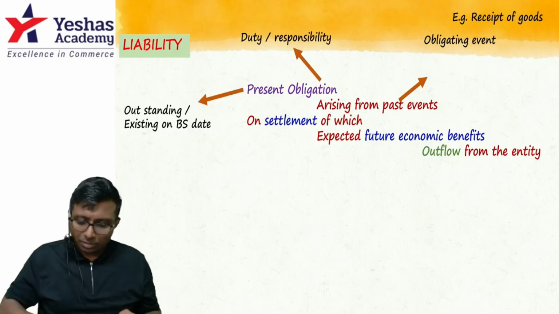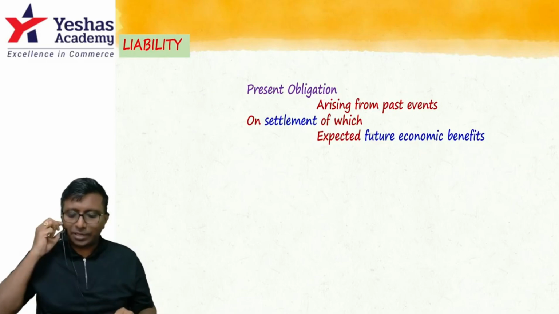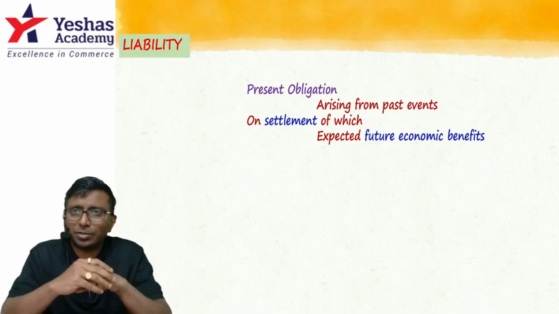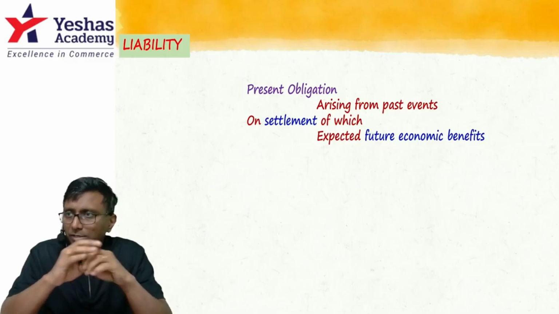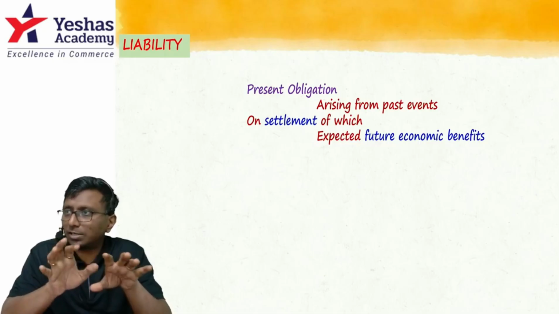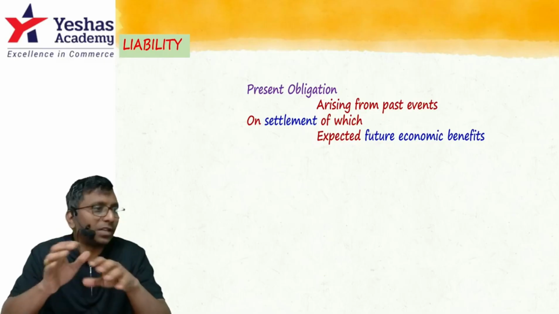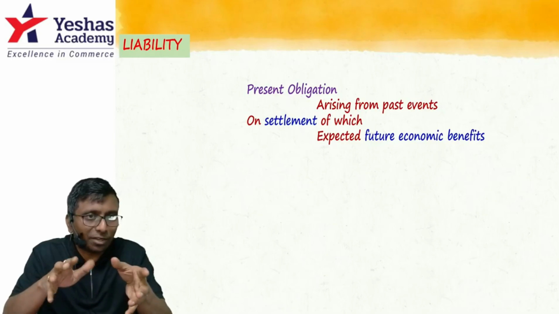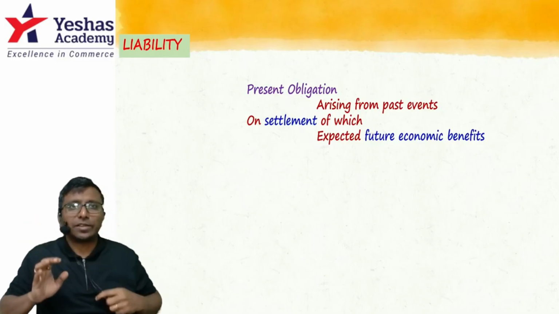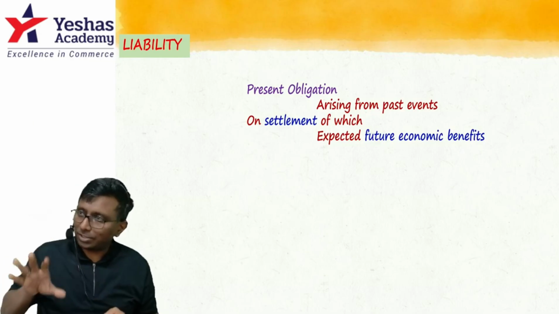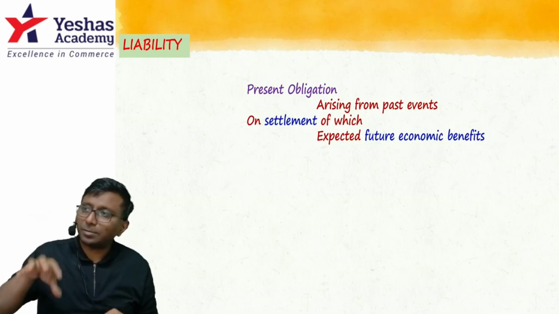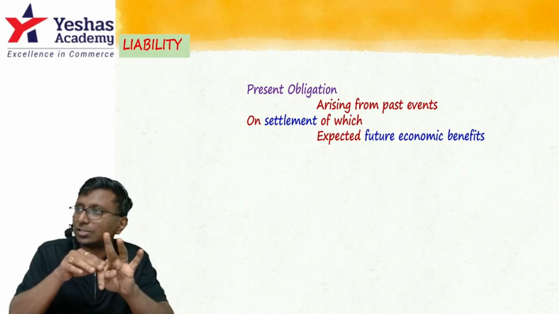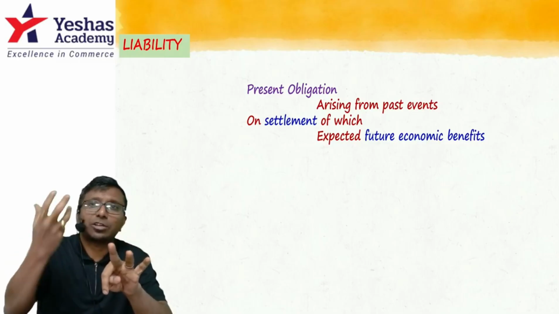So present obligation means we have an obligation. Obligation means what? Is it a choice? No, it's not a choice. Obligation is mandatory. You have to clear it. You don't have an alternative way to close that obligation. So there is an obligation, mandatory. How has that come? That may be a contractual obligation, that may be a legal obligation. Now, that may be a constructive obligation.